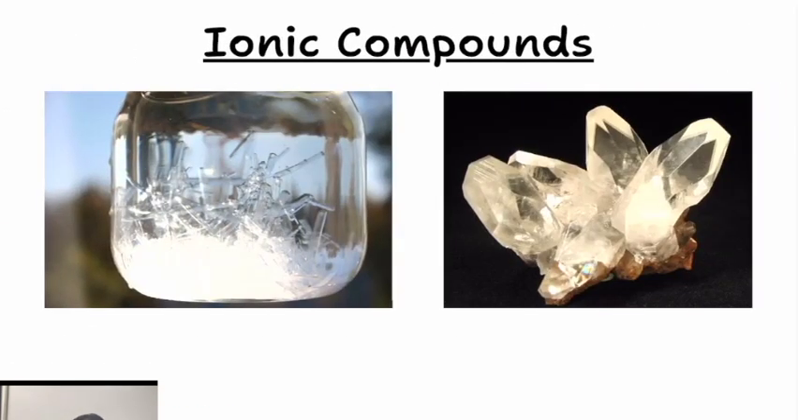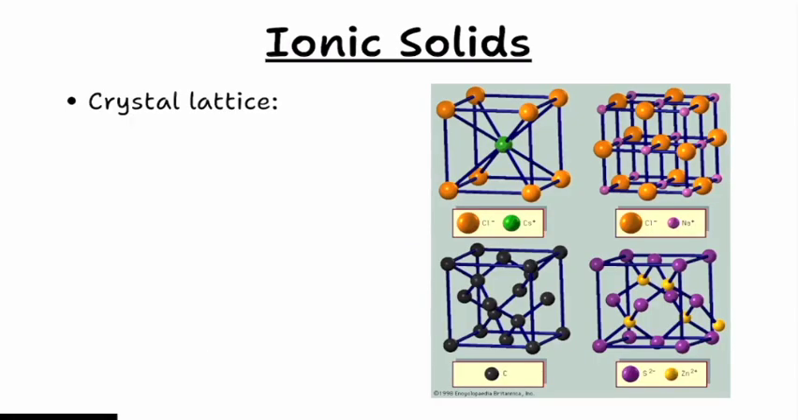Okay, now let's talk about ionic compounds. These two are common examples of ionic compounds. The left one is table salt, sodium chloride. On the right-hand side is calcium carbonate. Both of these ionic compounds are crystals in the solid phase. So ionic solids have a crystal lattice structure. A crystal lattice is a highly ordered structure of cations and anions.